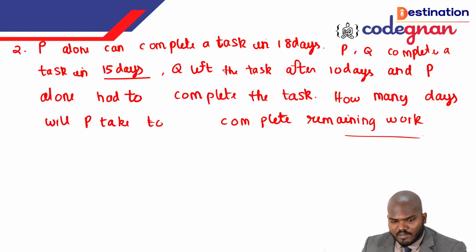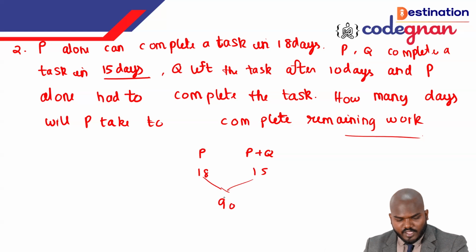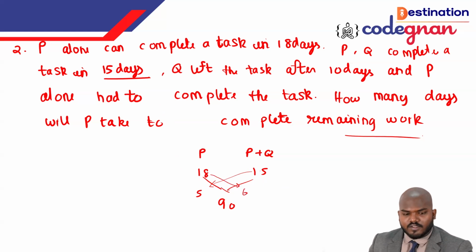Okay, so we can make a figure like this. P finishes the work in 18 days, and P and Q finish the work in 15 days. We can call it an allegation diagram. You see this one, we can take the LCM of both values. It will give you 90. So if you divide 90 by 15, this side it gives the value 6. If you take this side, 90 by 18, it gives the value 5.